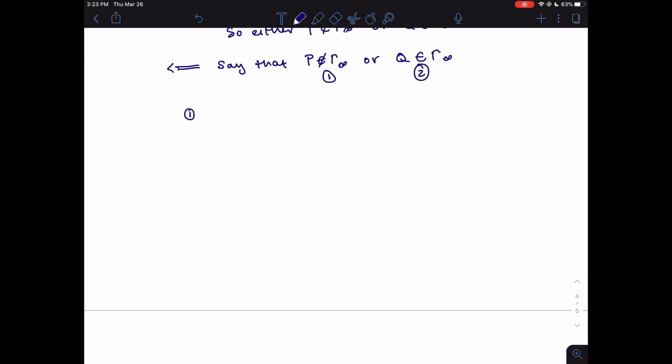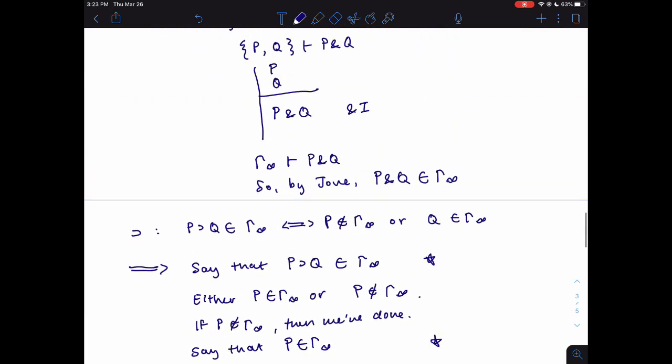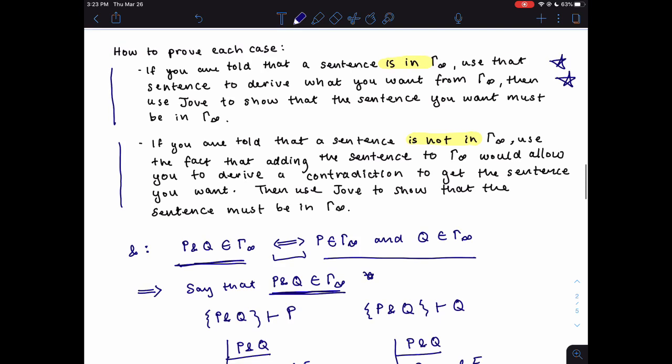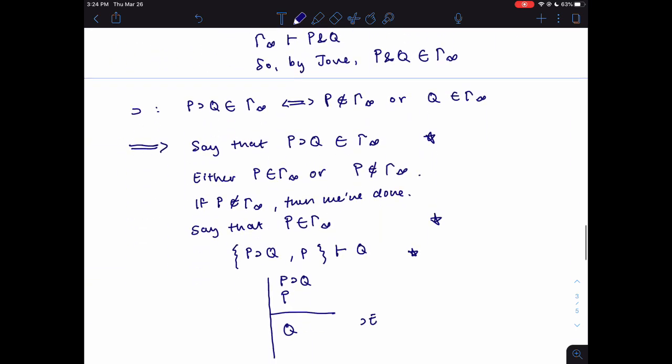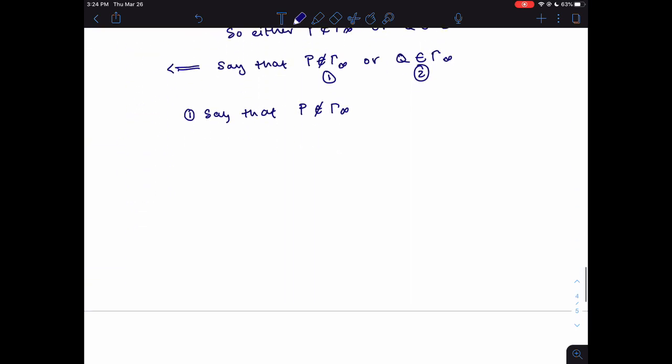Case 1 is, say that P is not a member of gamma infinity. Okay, now we are in the second kind of scenario that I set up here. If you are told that a sentence is not in gamma infinity, then we want to use the fact that adding the sentence to gamma infinity would allow us to derive a contradiction in order to derive the sentence we want. Okay, so that's what we're going to do now.